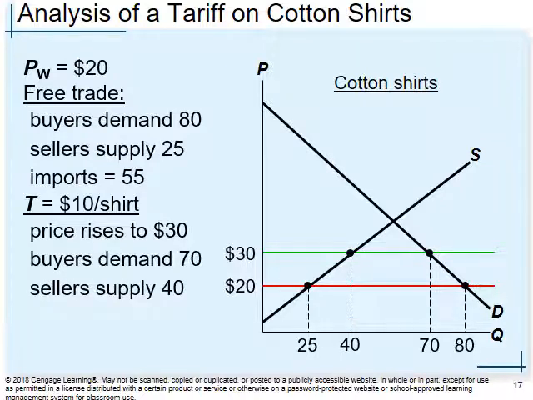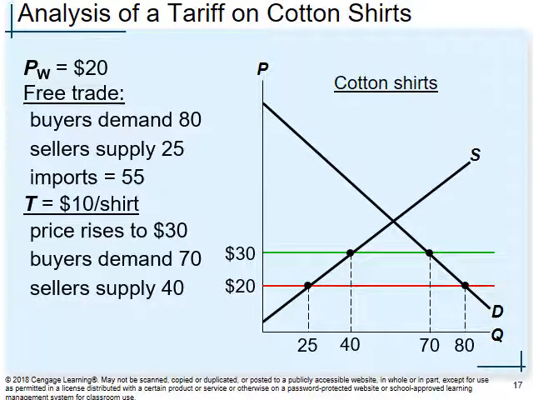And local firms now are supplying 40 shirts. So local firms are now producing more as compared to the situation when there was no tariffs. So before they were producing 25 shirts, now as a result of the tariff, they are producing 40 shirts. Why? Because the price has risen.